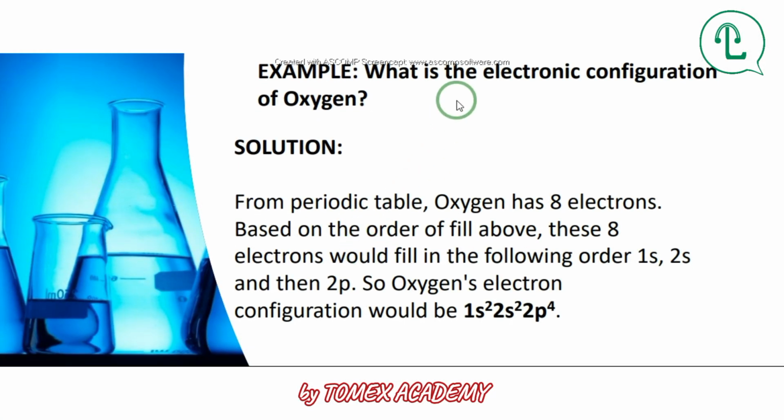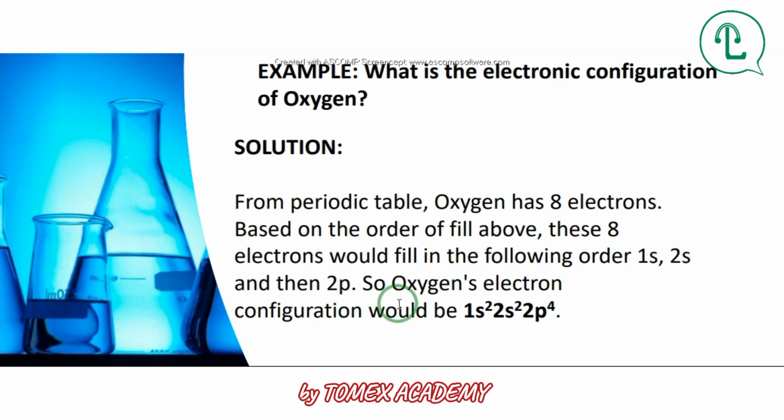Example. What is the electronic configuration of oxygen? Solution. From the periodic table, oxygen has 8 electrons. Based on the order of fill above, these 8 electrons would fill in the following order: 1s, 2s, and then 2p. If you look at the above chart, it will follow this order: 1s, 2s, and then 2p.